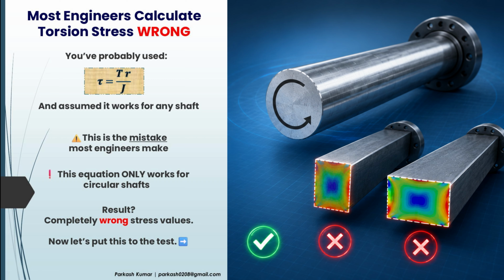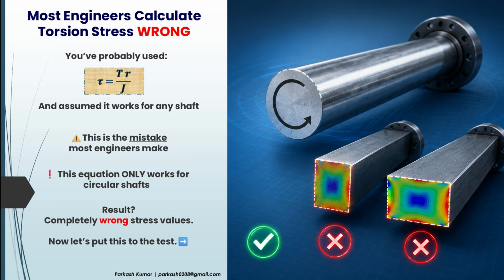But here's the catch. This equation is not a universal torsion formula. It was derived specifically for solid circular shafts. Apply it to a square or rectangular shaft, and the results can be seriously misleading. In this video, we'll put that assumption to the test. We'll compare analytical calculations with ANSYS simulations and discover why this famous equation works perfectly for circular shafts, but fails for non-circular ones.